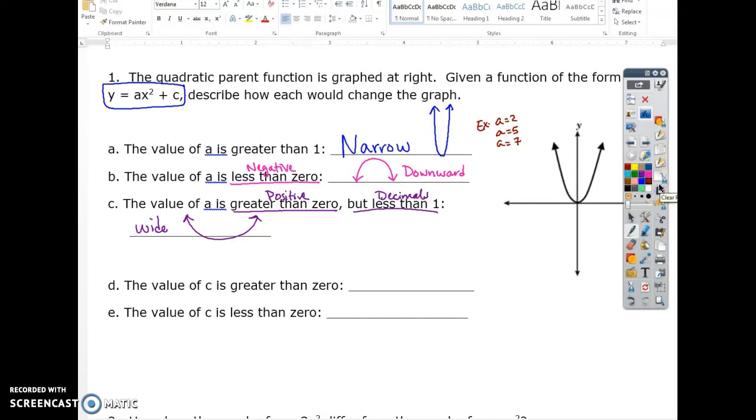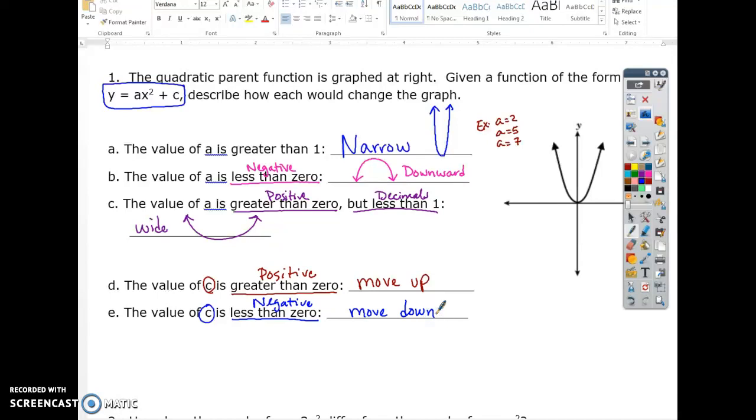Down here it says, what happens if the value of c is greater than 0? Greater than 0, those are positive numbers. C moves the graph up or down. So if it's positive numbers, it's going to move the graph up. And if the value of c is less than 0, those are negative numbers, it's going to move the graph down.